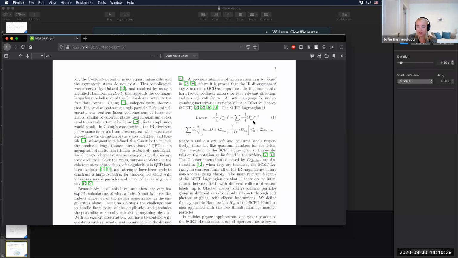These are the soft fields for the gluons and the collinear fields for the gluons. So it has derivatives in the denominator. Mm-hmm. Doesn't look very local. But anyway, maybe we'll talk about it afterwards. Yeah, sounds good.